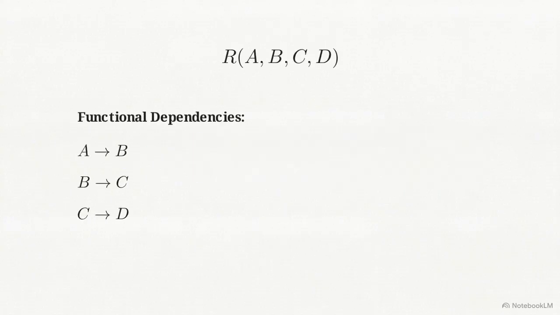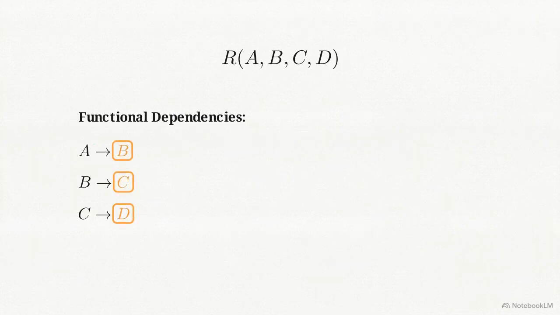First, we look at the right side of our dependency rules. Notice that while B, C, and D are all determined by something else, attribute A is not. This means A must be a component of our candidate key.